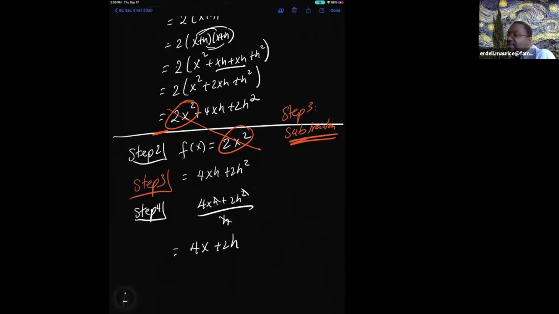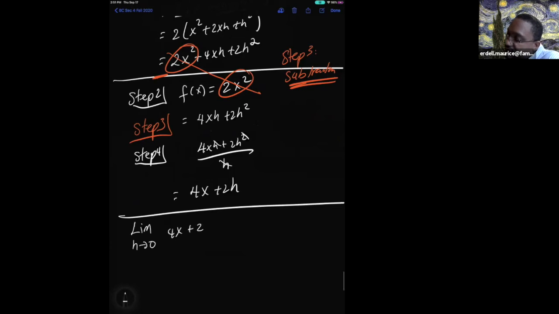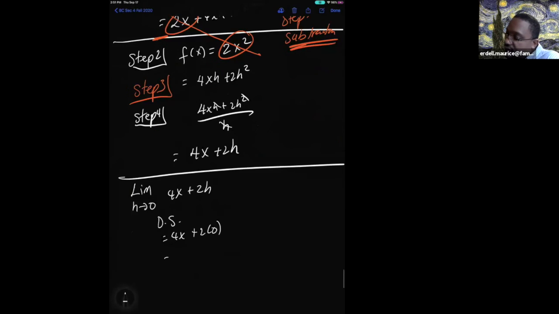And of course, now that I've come to the last step, I finish the problem off. I take the limit as h goes to 0 of 4x plus 2h. By direct substitution, I will have 4x plus 2 times 0. And that gives me an answer of 4x. F prime of x is equal to this.